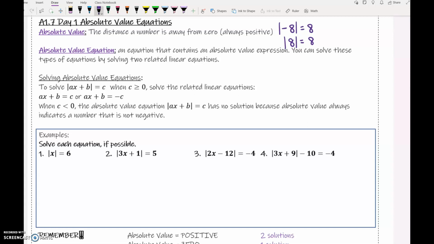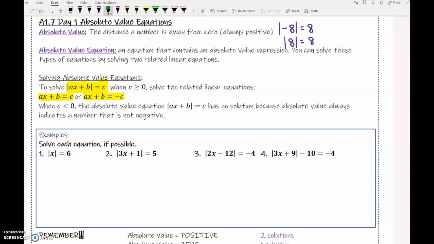If an equation contains an absolute value expression, you solve this by solving two related linear equations. So if it's got this example, absolute value of stuff equals C, then AX plus B is going to be some number, and I want it to be C units away from zero. So where on the number line am I C units away from zero? At +C and at -C. So we set up two equations. Stuff equals C, stuff equals -C. We solve both.